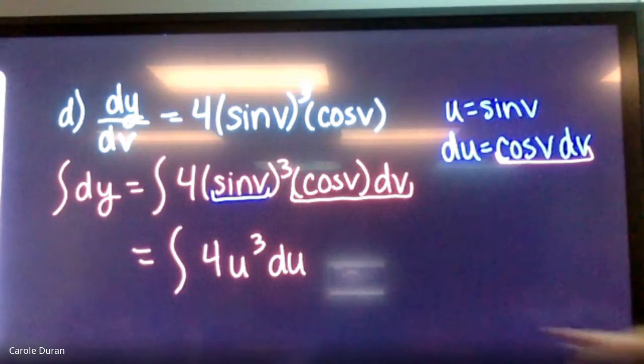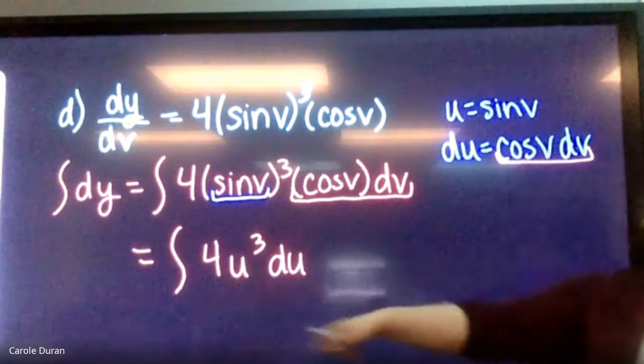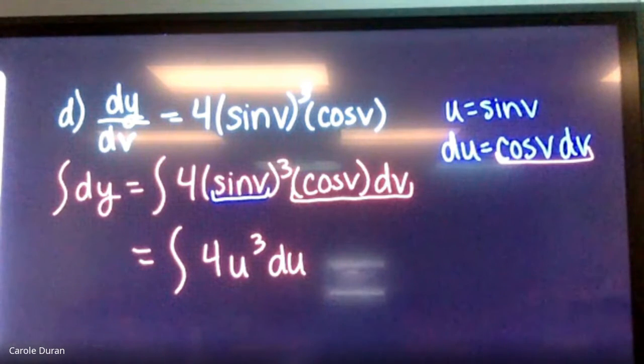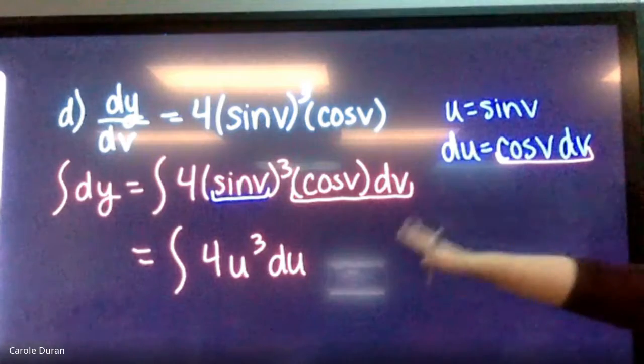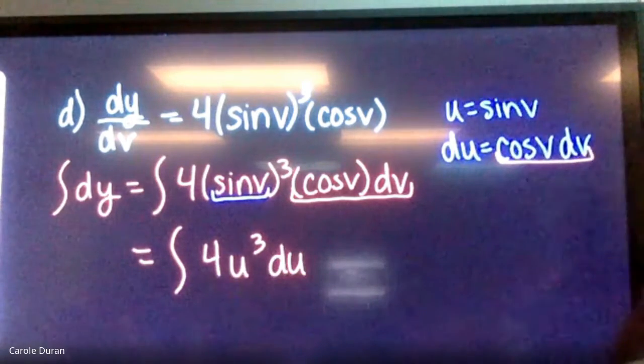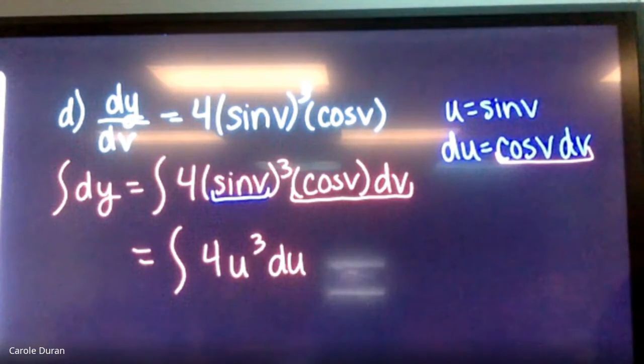So that is the same as 4x cubed dx. How do I take the antiderivative of that? Where did the cosine go? The cosine disappears because it's part of my derivative, not part of the original function. This is the hardest part. Okay, so let's focus on this part. What is the antiderivative of 4u cubed du?